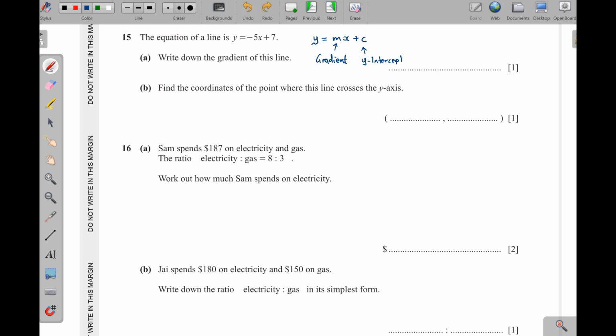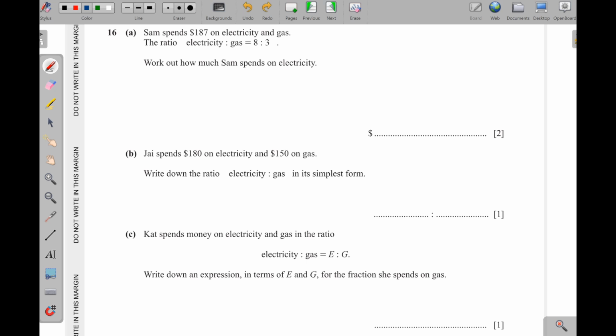Now, when you check what we are having here, this coefficient of x is negative 5. That means our gradient is negative 5. Find the coordinates of the point where the line crosses the y-axis. On the y-axis, you should know that x is equal to 0. So you'll have y equal to negative 5 times 0, that is 0, then plus 7, you'll get 7. So meaning the x coordinate is 0, and then the y coordinate is 7. That is actually the y-intercept. So the 7 that you have here is the y coordinate, and then 0 is the x coordinate on the y-axis.